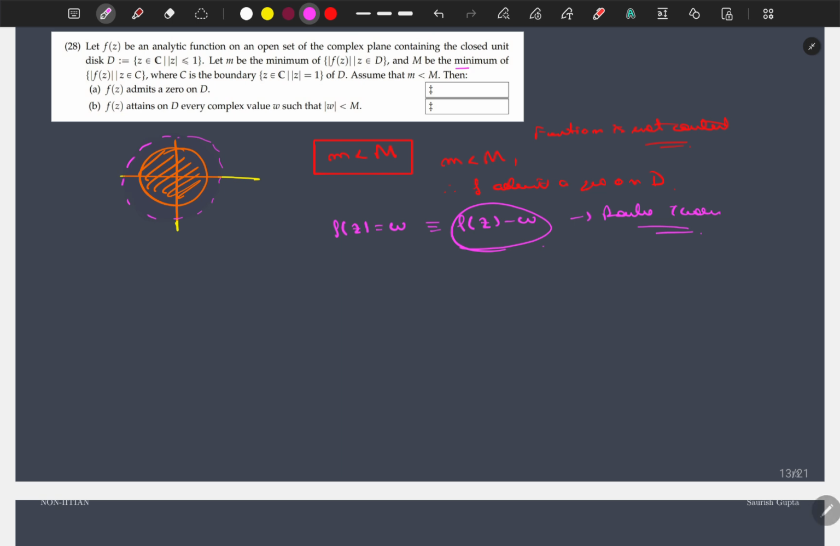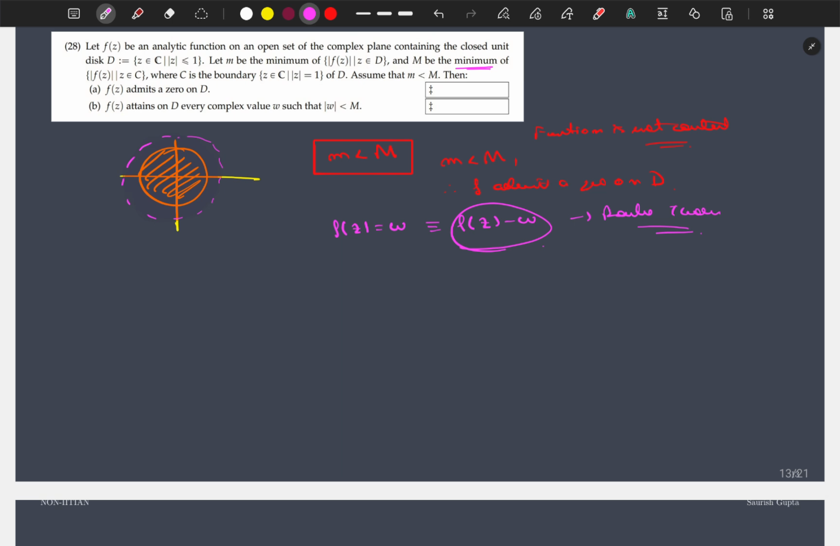Here M I read it out to be maximum, but it is given to be minimum on the region of analyticity. Right. Whatever I said was right. I didn't conceptually take it to be wrong. I just read it out to be wrong. So what I was saying is that I want to apply the Rouche theorem here.